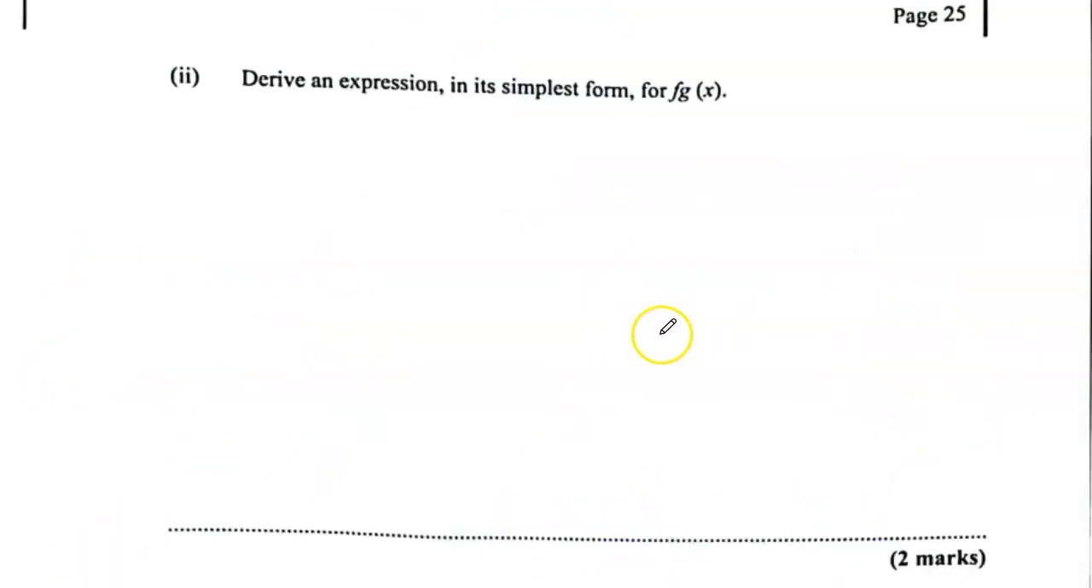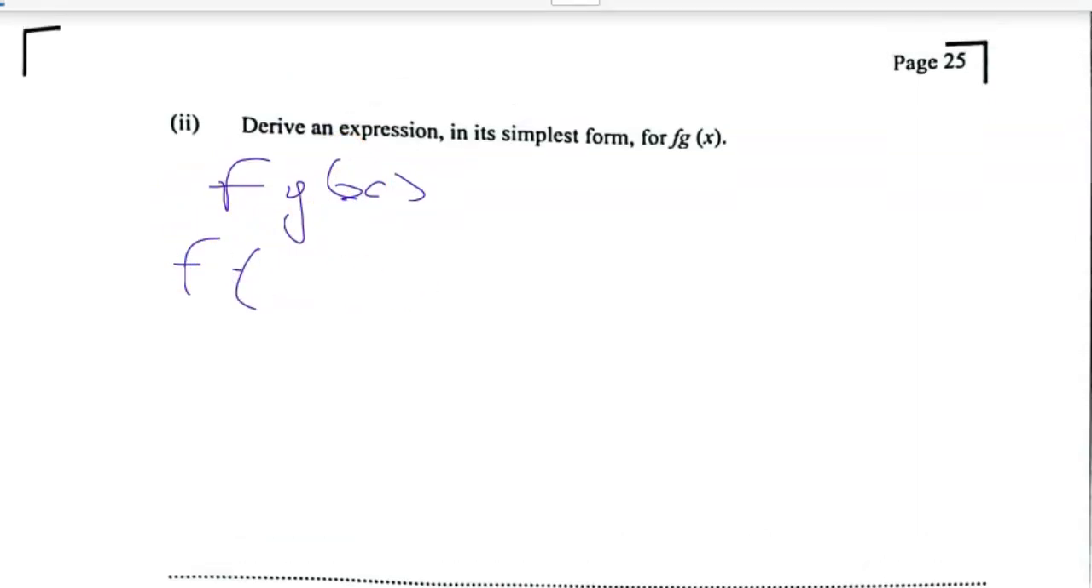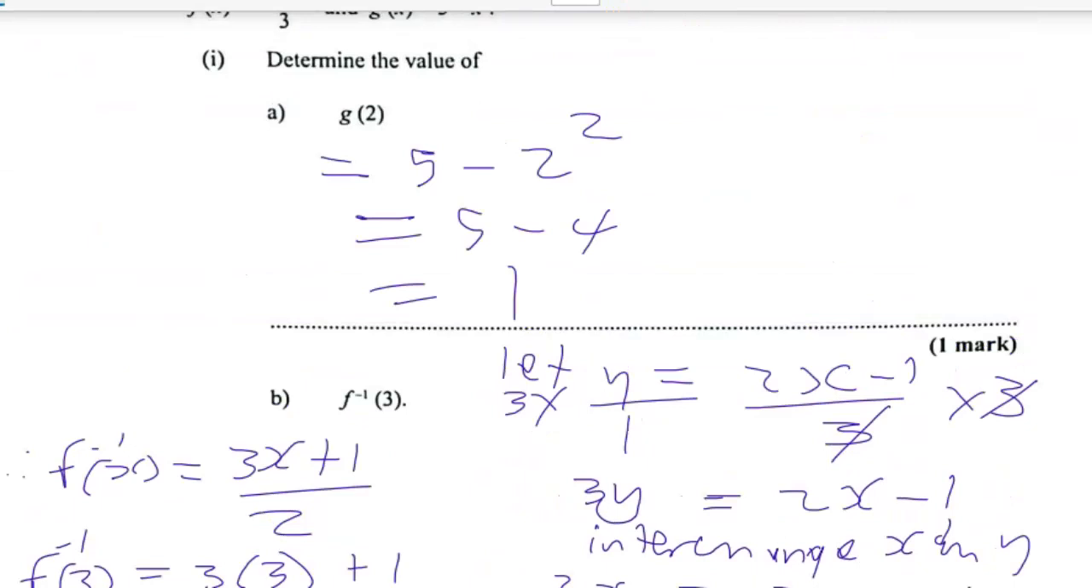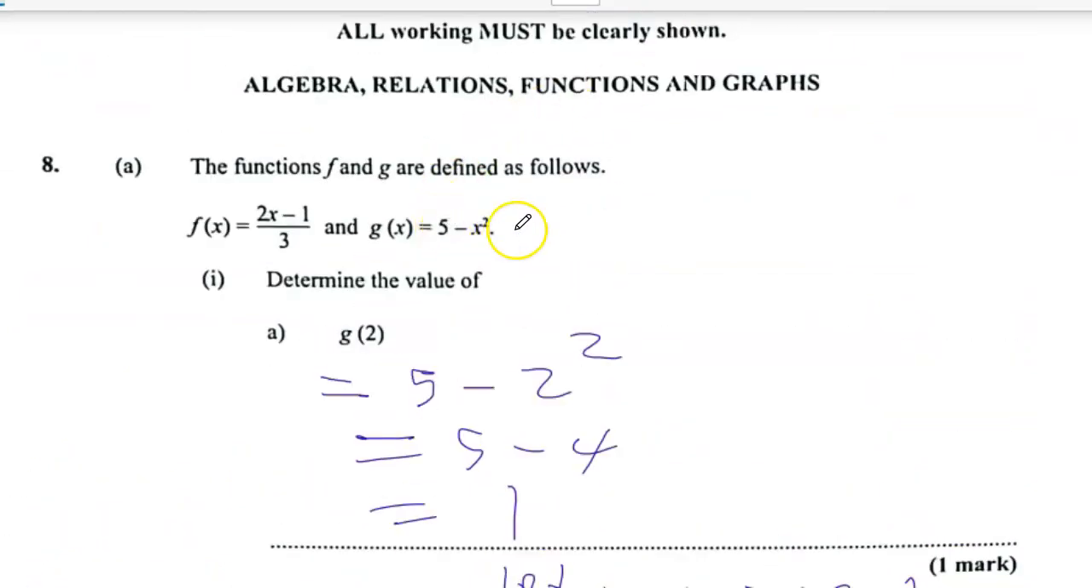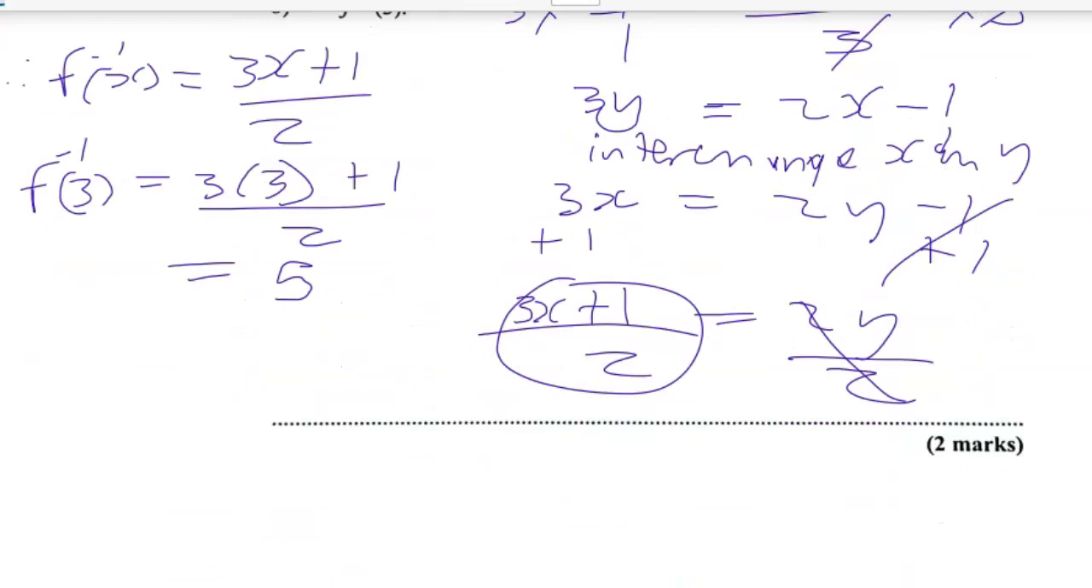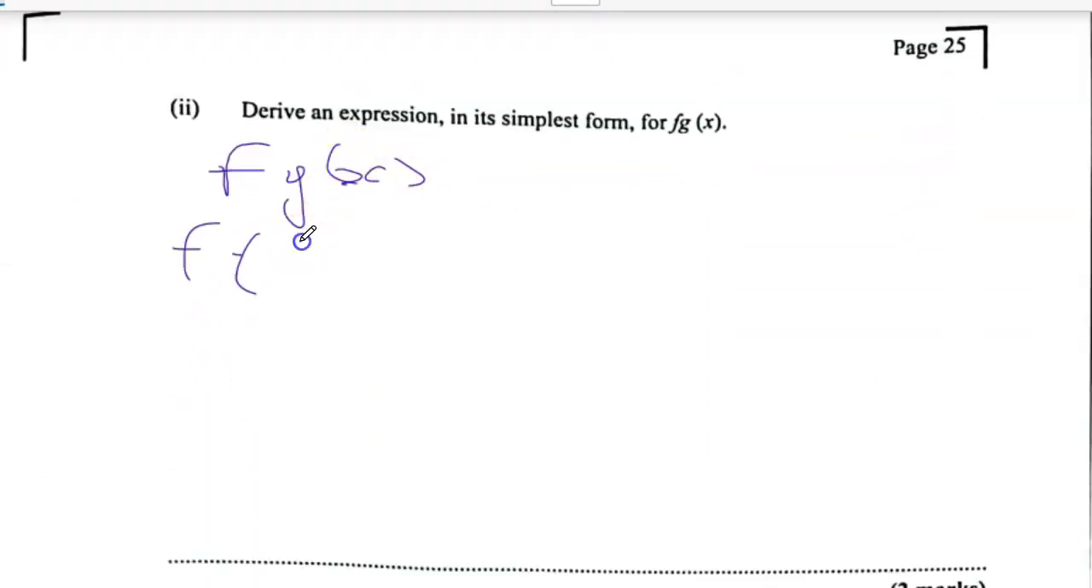Part 2. Derive an expression in its simplest form for f g of x. So f g of x is f of, what was g of x? g of x was 5 minus x squared. So finding f g of x is the same thing as finding f of 5 minus x squared.